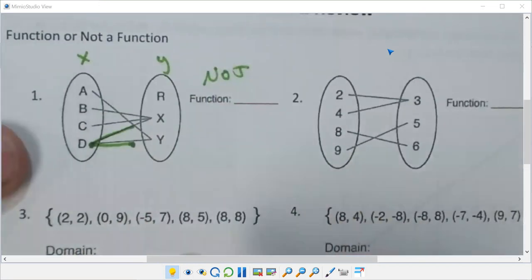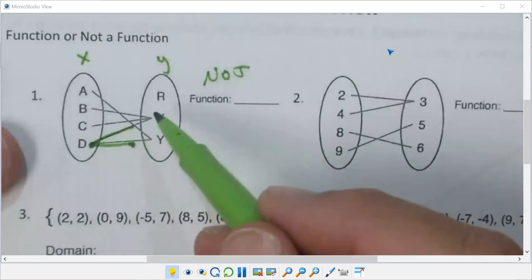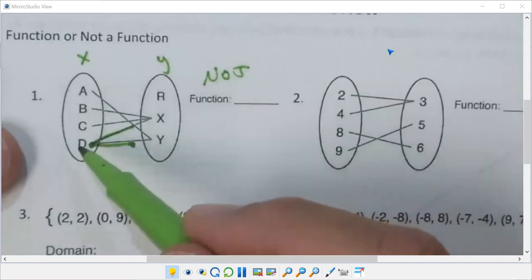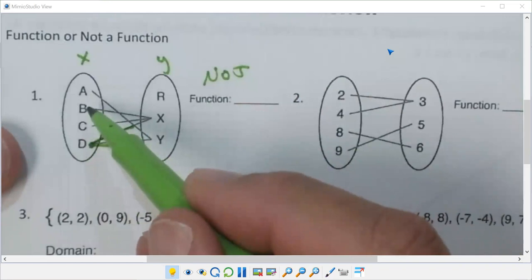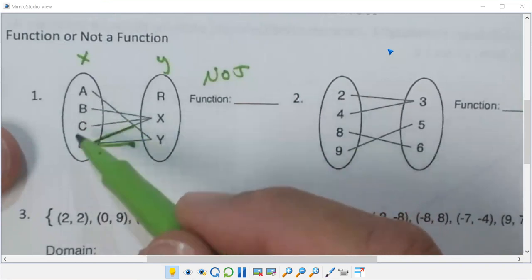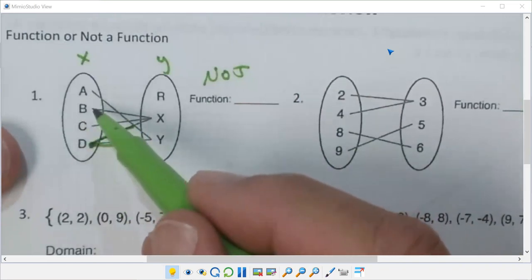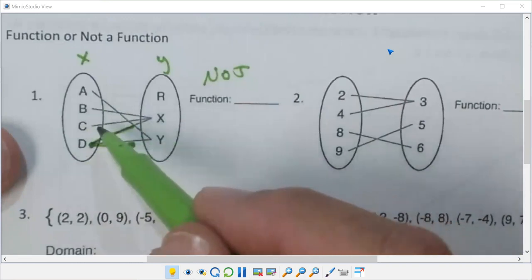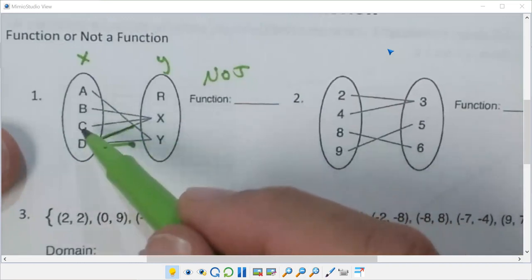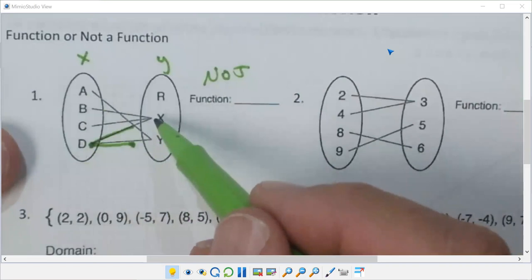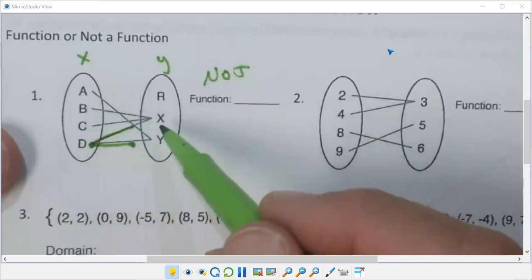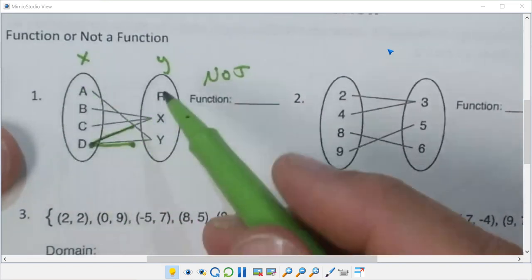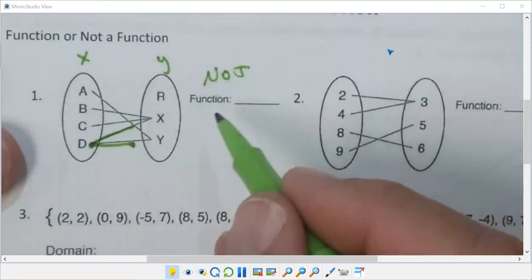Now, it doesn't matter if y goes to more than one. If you have three different x's, like you see here, these letters really represent any number. Does this go to one y? Yes, but notice c, which is a different x, goes to the same value. And so it doesn't matter if y repeats, it only matters if x repeats. So the answer is not a function.